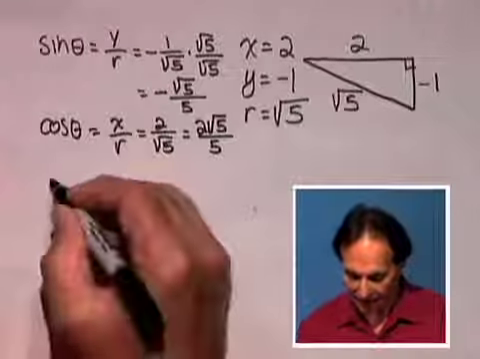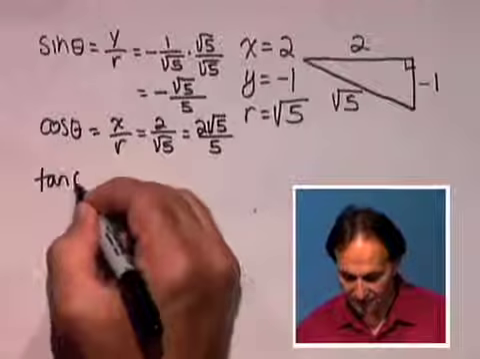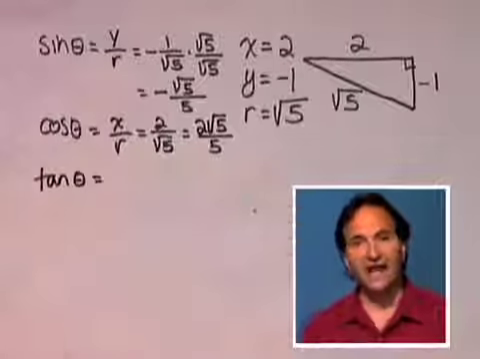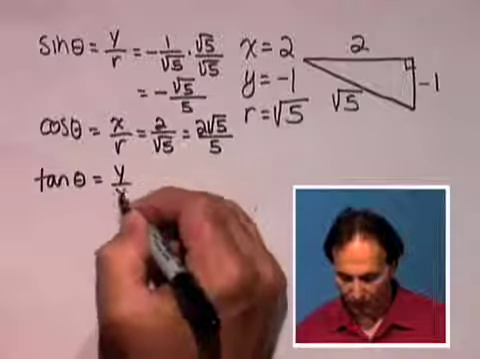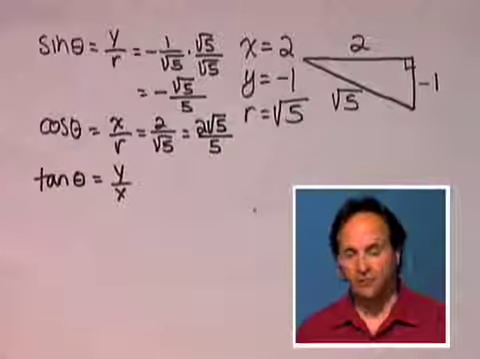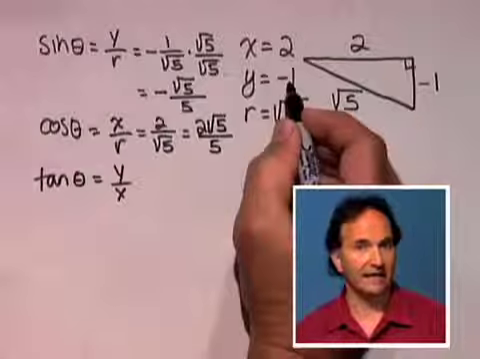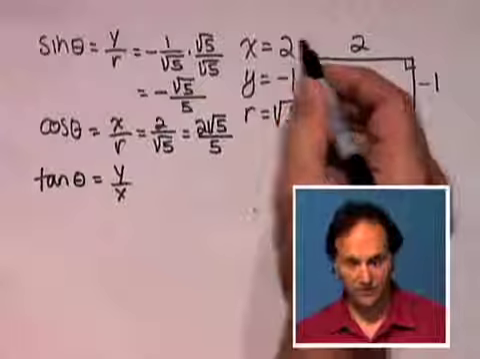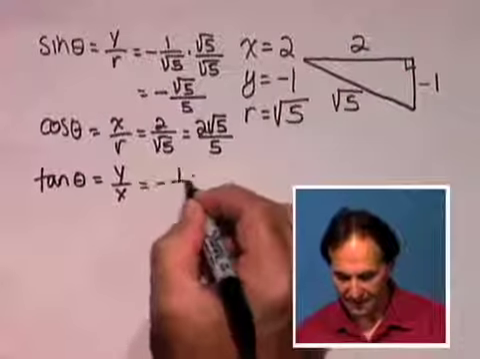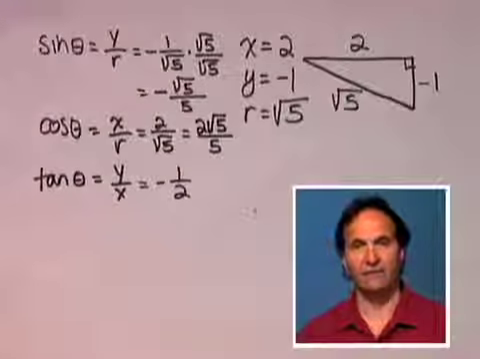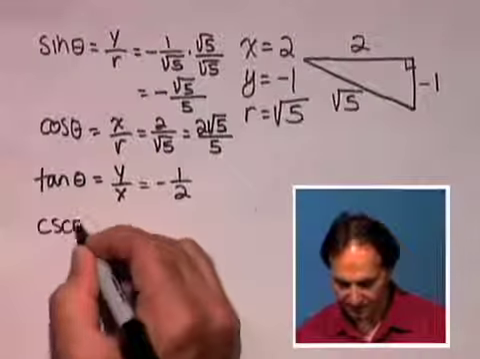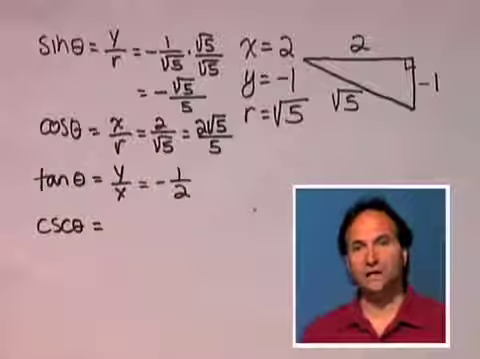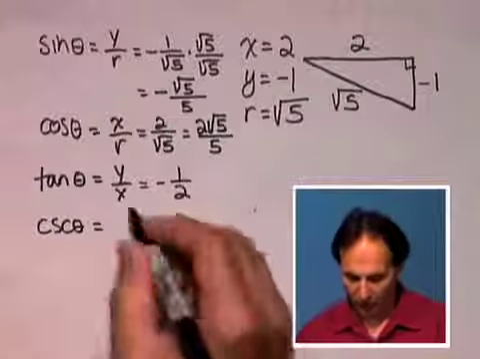Now let's take a look at tangent of theta. Tangent of theta is equal to y over x. So the y value is -1, the x value is 2, so that would be -1/2. Now let's take a look at cosecant theta. Cosecant theta is r over y.